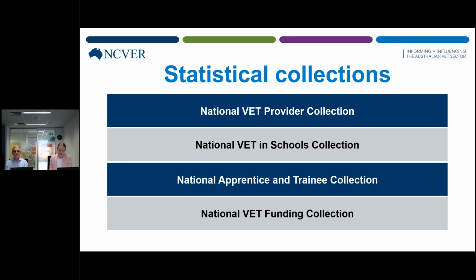Registered training organisations and state training authorities submit all of this information to NCVER quarterly and/or annually via our 4 statistical collections, which are the National VET Provider Collection, the National VET in Schools Collection, the National Apprentice and Trainee Collection, and the National VET Funding Collection. All of NCVER's collections meet the Australian Vocational Education and Training Management Information Statistical Standard, or AVETMISS.